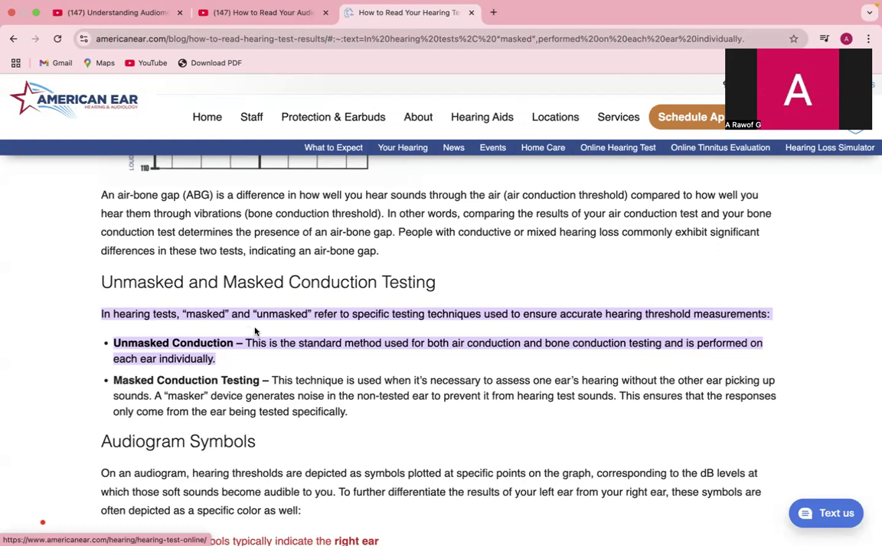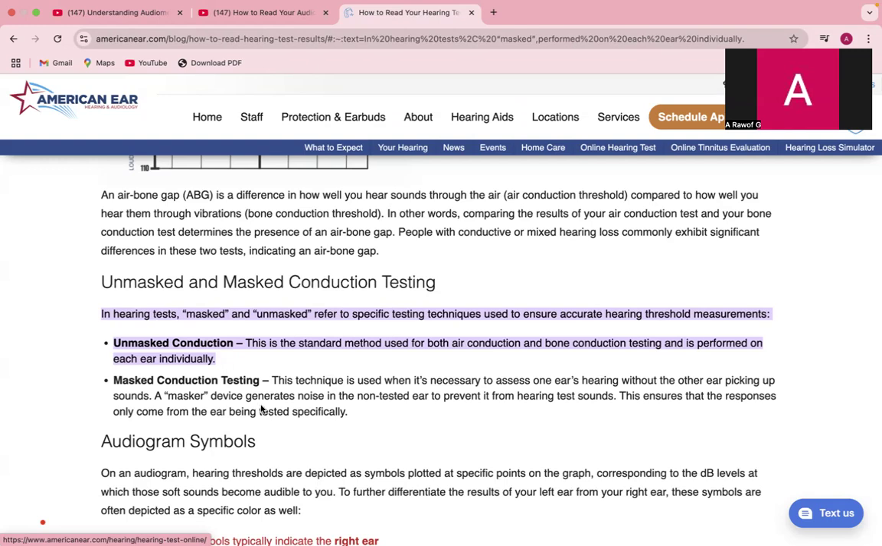In hearing tests, masked and unmasked refer to specific testing techniques used to ensure accurate hearing threshold measurements. Unmasked conduction. This is the standard method used for both air conduction and bone conduction testing and is performed on each ear individually.